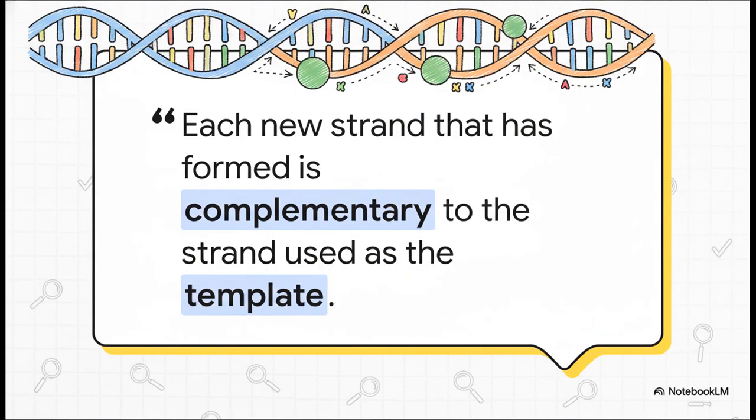What's truly mind-blowing about all of this is the accuracy. That master builder, DNA polymerase, actually has a proofreading function. It checks its work as it goes, and if it makes a mistake, it can go back and fix it. The result is a copy that is astonishingly, almost perfectly, faithful to the original.